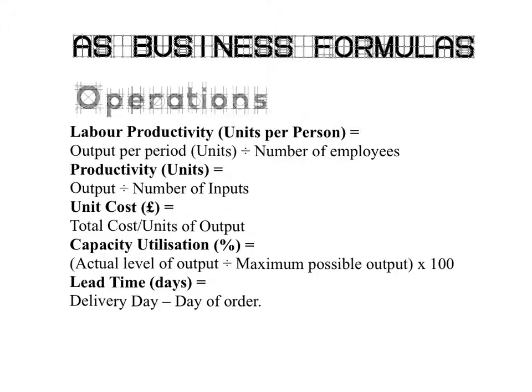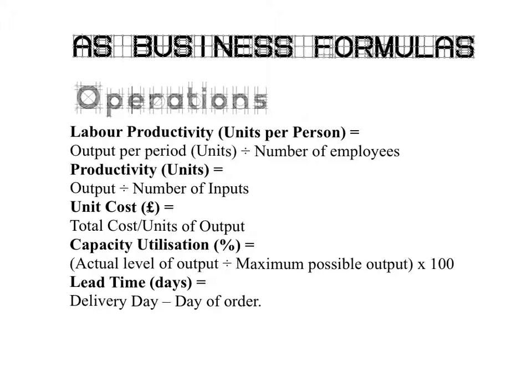The next formula is capacity utilisation, and that's looking at your actual level of output divided by your maximum possible output, again times by 100. Now, there's a lot of debate as to what would be a useful capacity utilisation. Some argue it'd be between 80% and 90%. Some argue that if you get beyond 90%, you're starting to put pressure on your current capacity. It does depend on how well the business is managing their output.